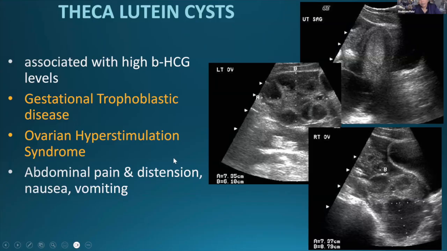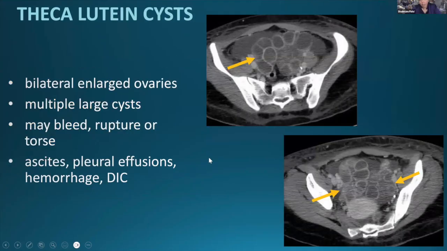So this was a patient with ovarian hyperstimulation syndrome who actually had received clomiphene citrate. What about CT? What did they look like? So again, bilateral enlarged ovaries, both containing multiple large cysts. They can bleed, rupture, or even predispose the ovaries to torsion. And because of the clinical scenario, you can see ascites, pleural effusion, hemorrhage, and DIC.